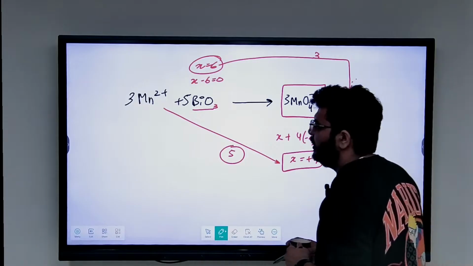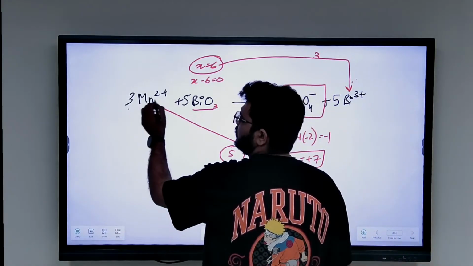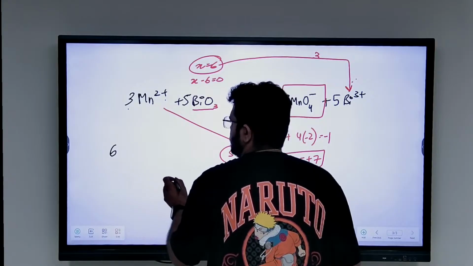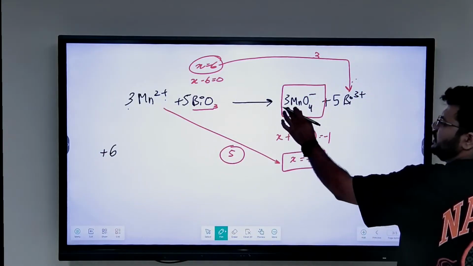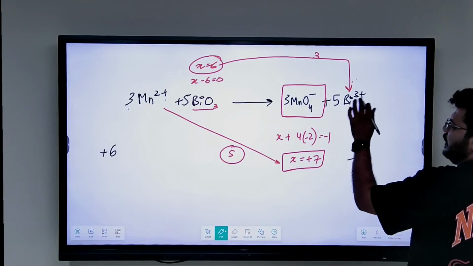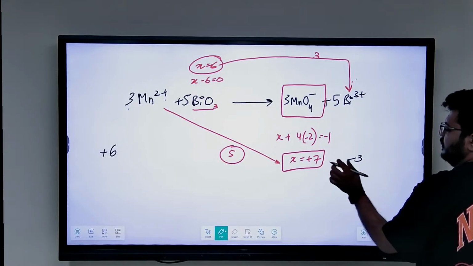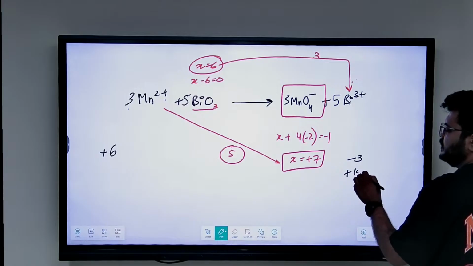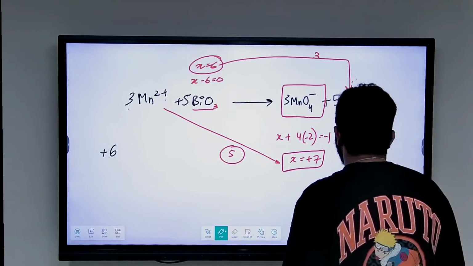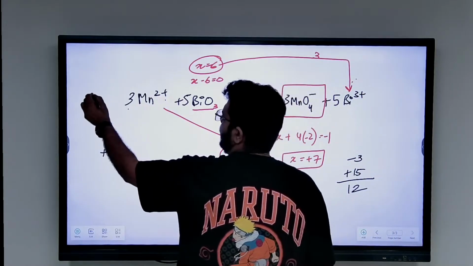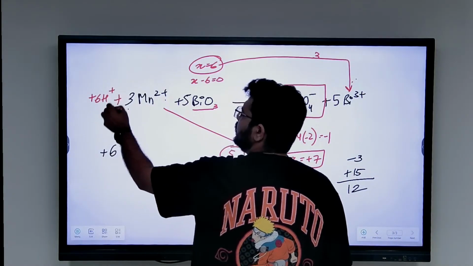फिर अब क्या करेंगे? Now you find out the charges. 3 2s are 6, right? So plus 6 and nothing else. So plus 6 on this side. 3 1s are 3 and 5 3s are 15. So how many charges over here? How many charges are we deficient? 6. So I will write plus 6H plus, है ना?